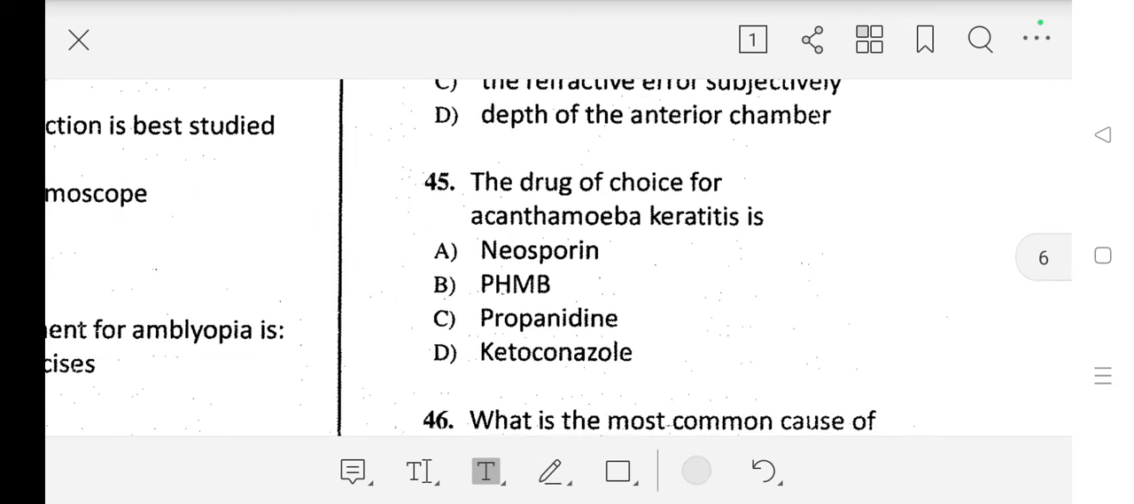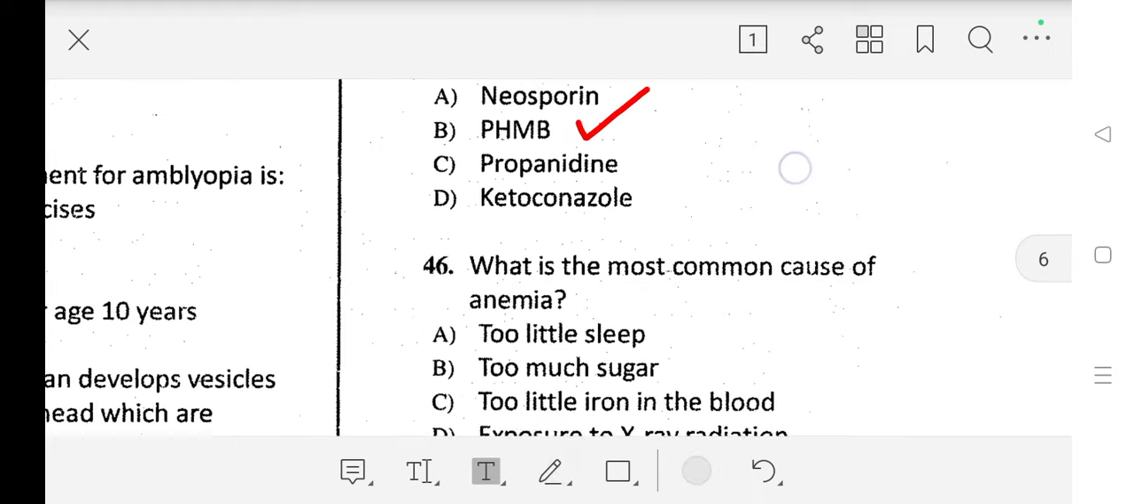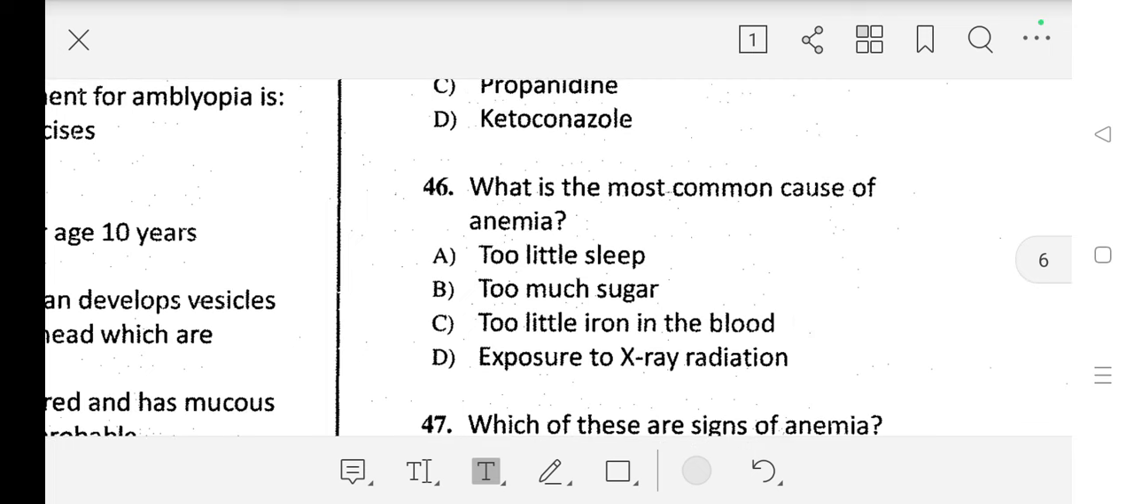Our next question is, the drug of choice for acanthamoeba keratitis is Neosporin, PHMB, Propamidine, Ketoconazole. So its right answer is B part, PHMB. Our next question is, what is the most common cause of anemia? A part too little ear, B part too much sugar, C part too little iron in the blood, D part exposure to X-ray radiation. Our right answer is C part, too little iron in the blood.